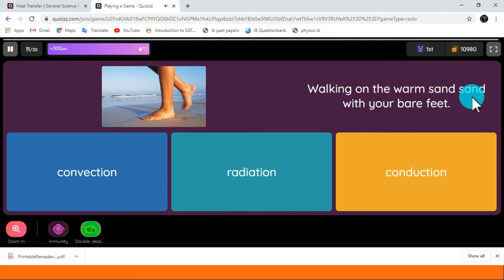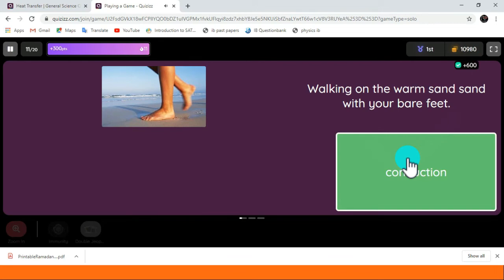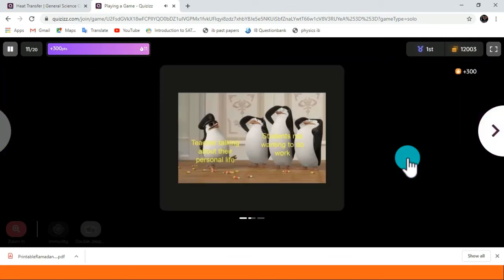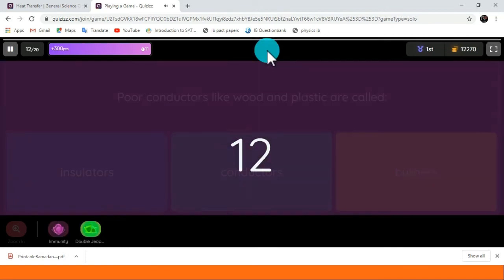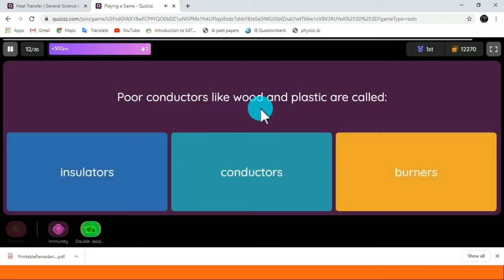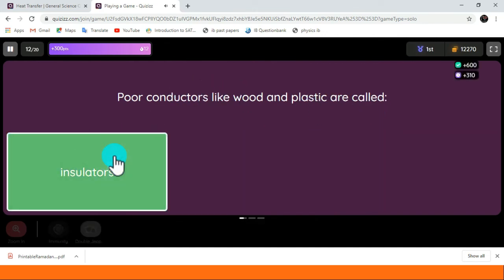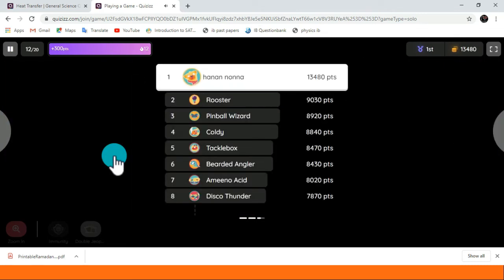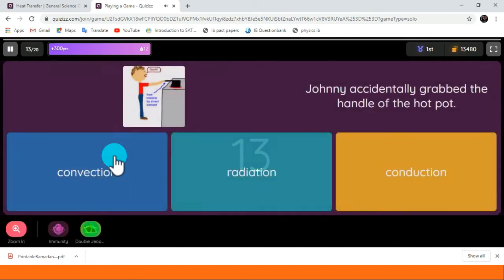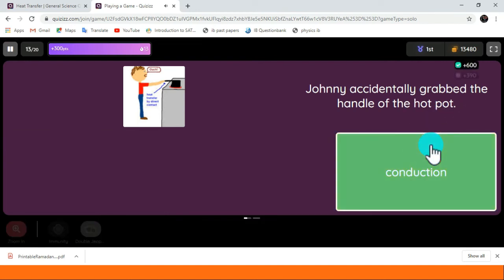Walking in the warm sand with your bare feet. Yes, I'm walking. There's a contact. So, conduction. For sure. Poor conductors like wood and plastic are called, for sure, what? Insulators. Johnny accidentally grabbed the handle of the hot pot. Grabbed, touched, so conduction, there's a contact.